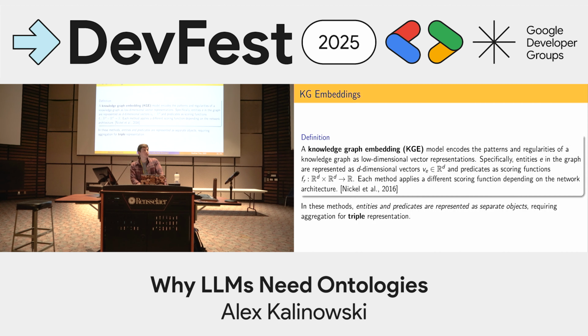In these methods, the entities and predicates are represented as separate objects, so we're going to need some fancy machinery to represent triples. The triples here are really what contain that semantic knowledge, and we can think of the triples in a knowledge graph as a sort of canonical representation of an English sentence.